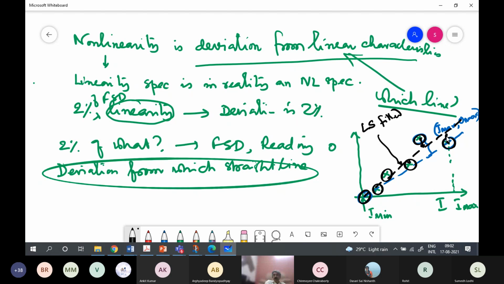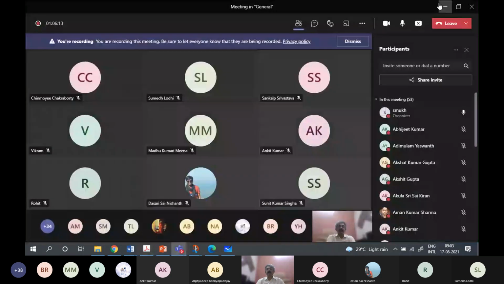So this is another important point: whenever you find a nonlinearity specification stated in a data sheet, it is legitimate to ask which straight line, and it will be stated in the data sheet. Whenever you get a nonlinearity specification of X%, you have to know X% of what, and you have to know that the deviation is from which straight line. That is important to understand. So is this point clear? Any questions?